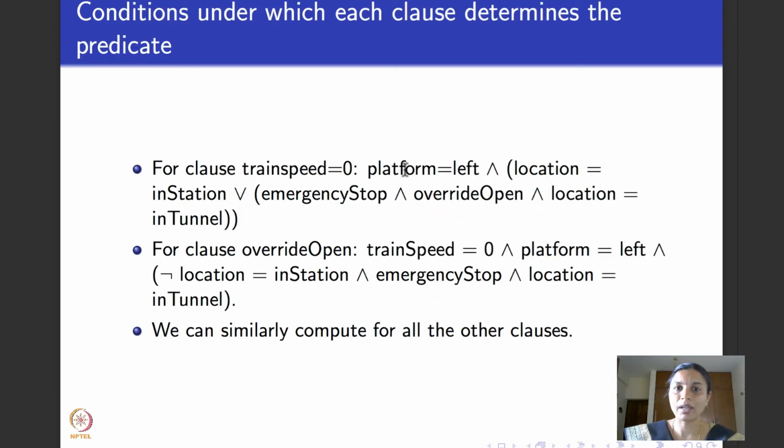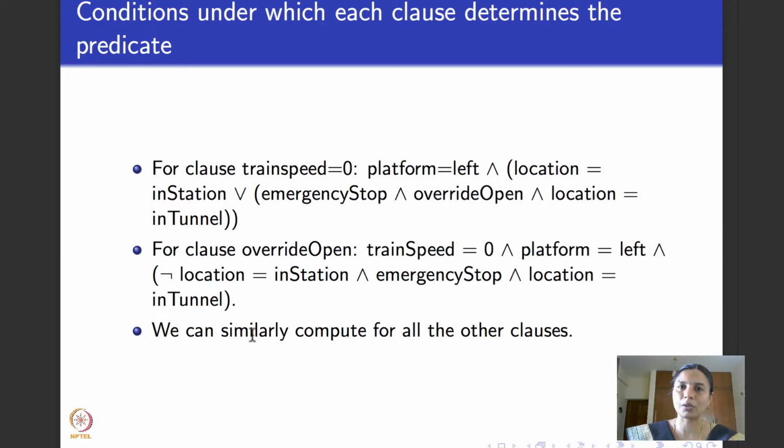That's the formula, if you remember. I used that formula and worked it out. For the first clause in the predicate, which is train speed equal to 0, after simplification, this is the P subscript A value, that is, the P train speed equal to 0 value. Similarly, I have worked out the clause override open: substituting override open with true, substituting it with false, XORing them and simplifying the resulting formula, I get this simplified predicate.